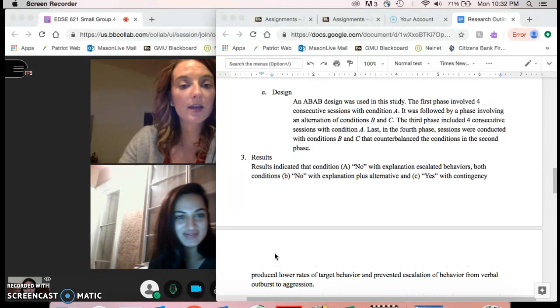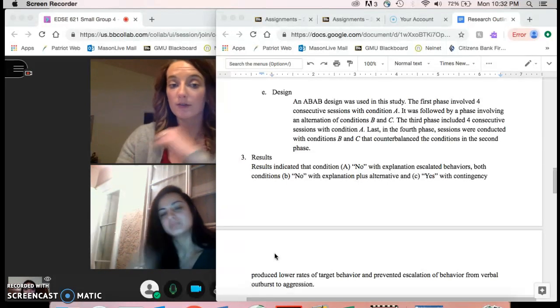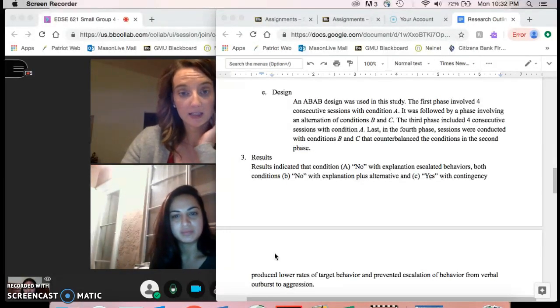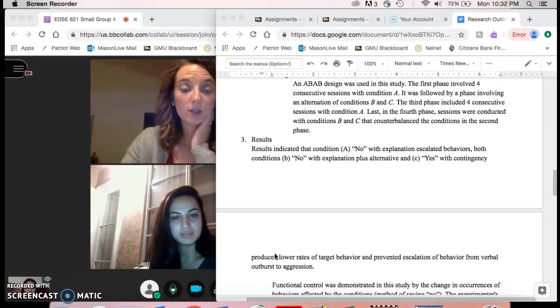For the design, an ABAB design was used in the study. The first phase involved 4 consecutive sessions with condition A. It was followed by a phase involving an alternation of conditions B and C. The third phase included 4 consecutive sessions in condition A. Last, in the fourth phase, sessions were conducted with conditions B and C, and that counterbalanced the conditions for the second phase.